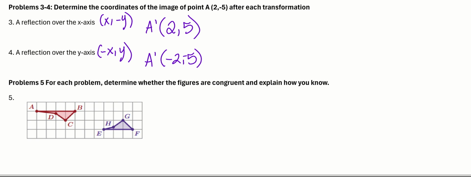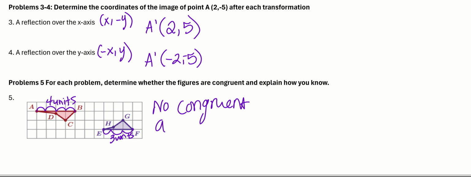However, if we look at AB, 1, 2, 3, 4, it's 4 units across. AB is the longest side, and the longest side of EFGH is EF. And if I look at that, it's 1, 2, 3. And that's only 3 units. So since a measurement changed, this is not congruent.